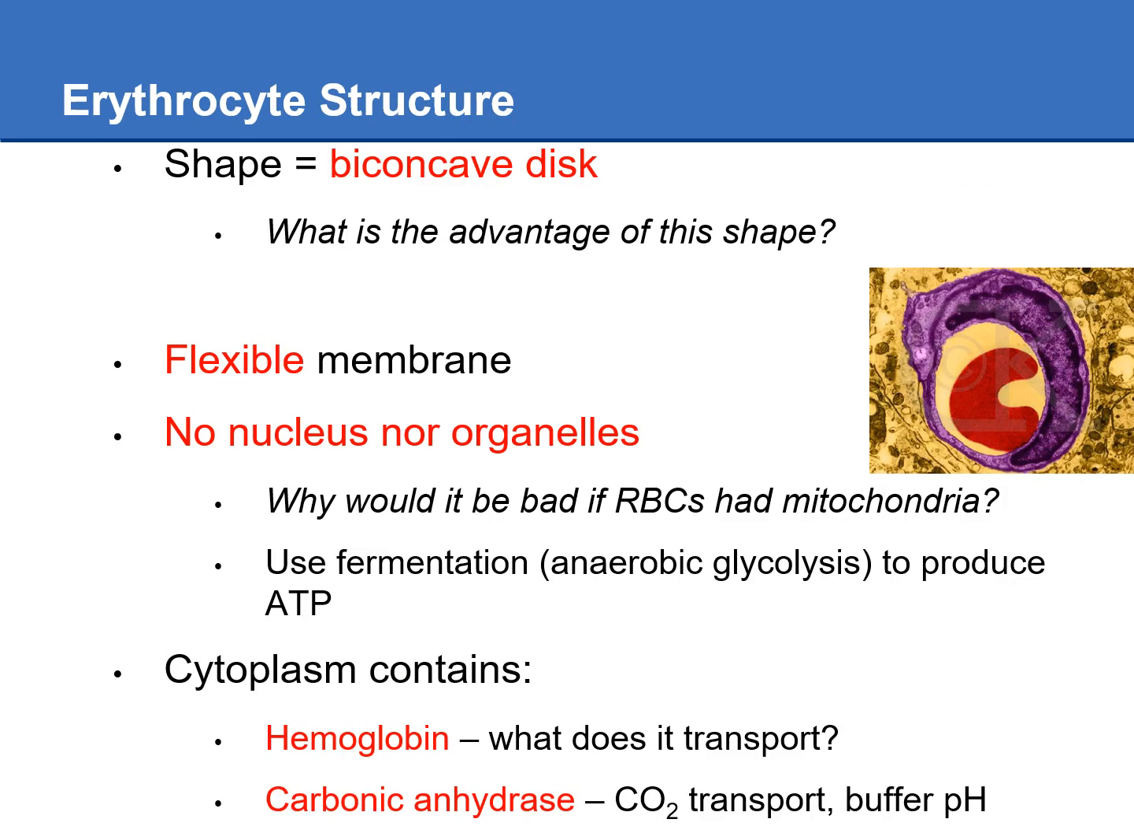The shape of our red blood cells is a biconcave disc, and what that means is that they're flattened in the middle. And the advantage of having that shape is that it increases the surface area, and then they're able to do gas exchange more quickly. So that's a good thing. The erythrocytes also have a very flexible membrane, and that allows them to bend so that they can actually fit through the very narrow capillaries.